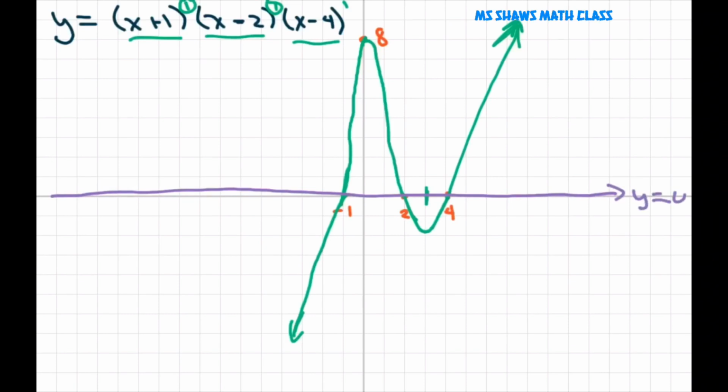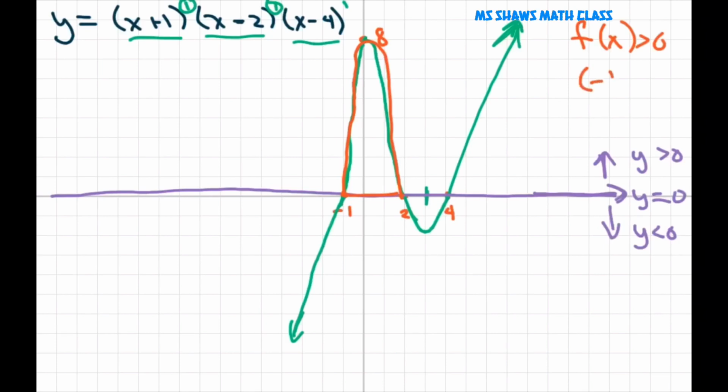Now we're going to determine where our y is positive. Well, this is the line y equals 0. So y is greater than 0 up here. Y is less than 0 down here. So if we look at where f of x is positive, that starts right here, this portion of the graph. That is from -1 to 2. It's also positive here. This portion is above y equals 0. And that's from 4 to infinity.